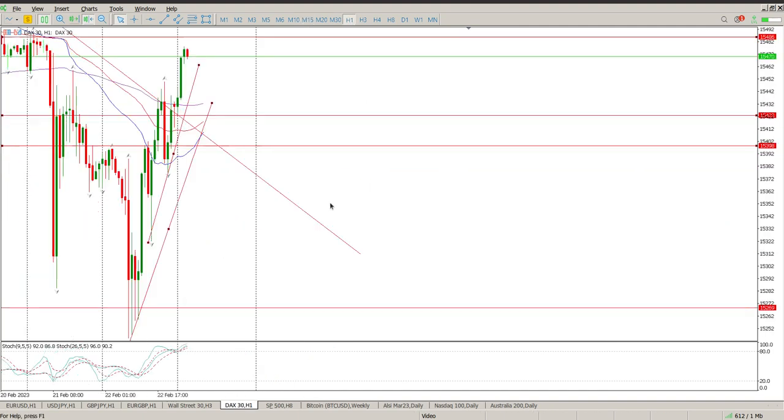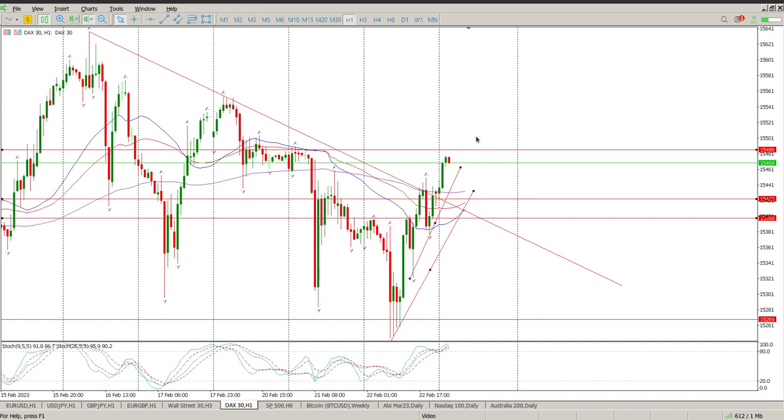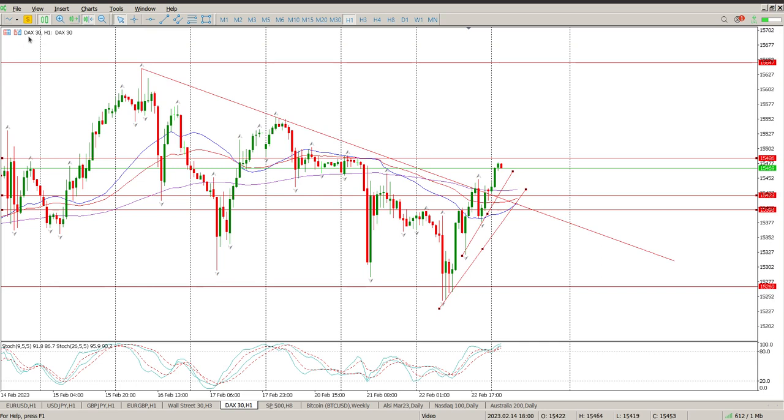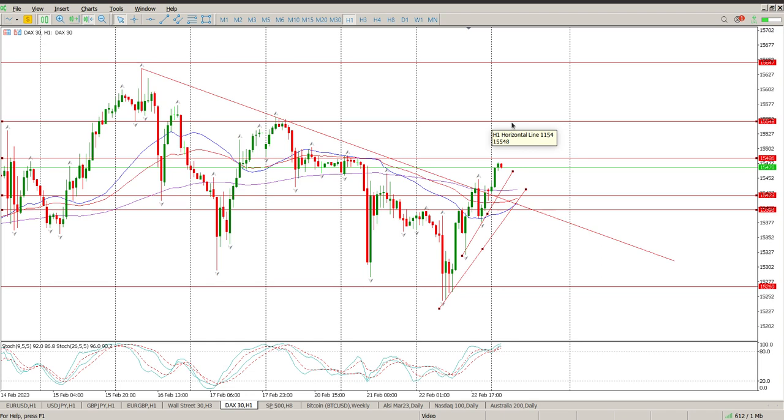I'm just going to pop back up to the hour, because if I get through that, then I would be looking for my next move up, which would be around there, which is 15,548, and then obviously top of range is all the way up here at 15,647. That's kind of the view that I've got at the moment, but be very careful.